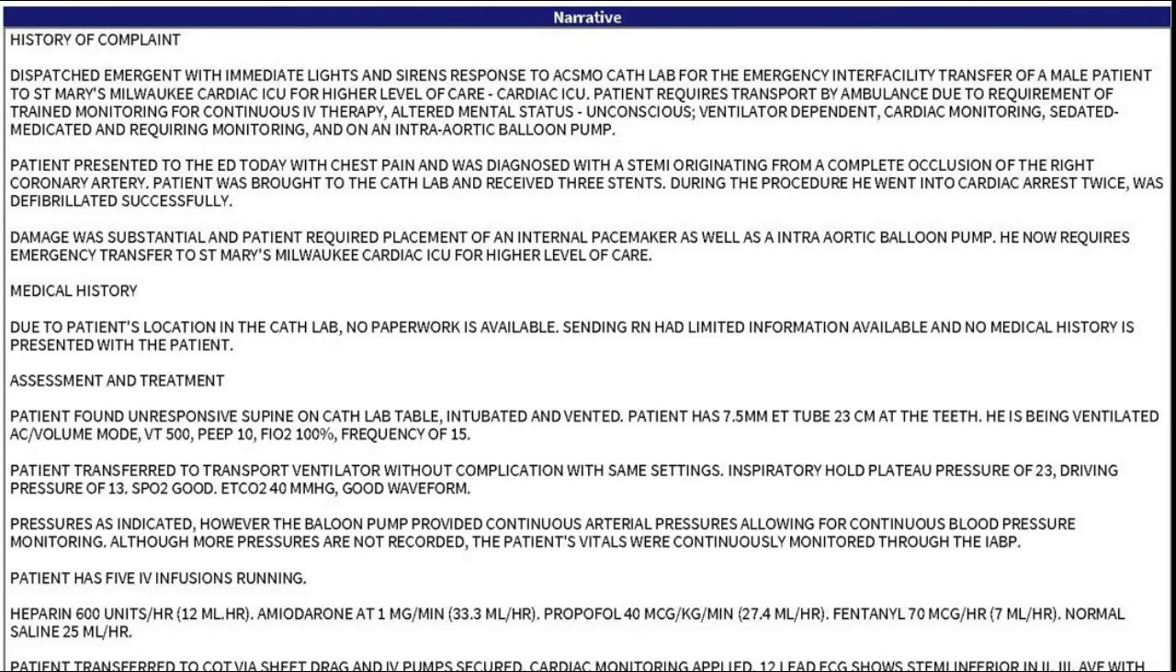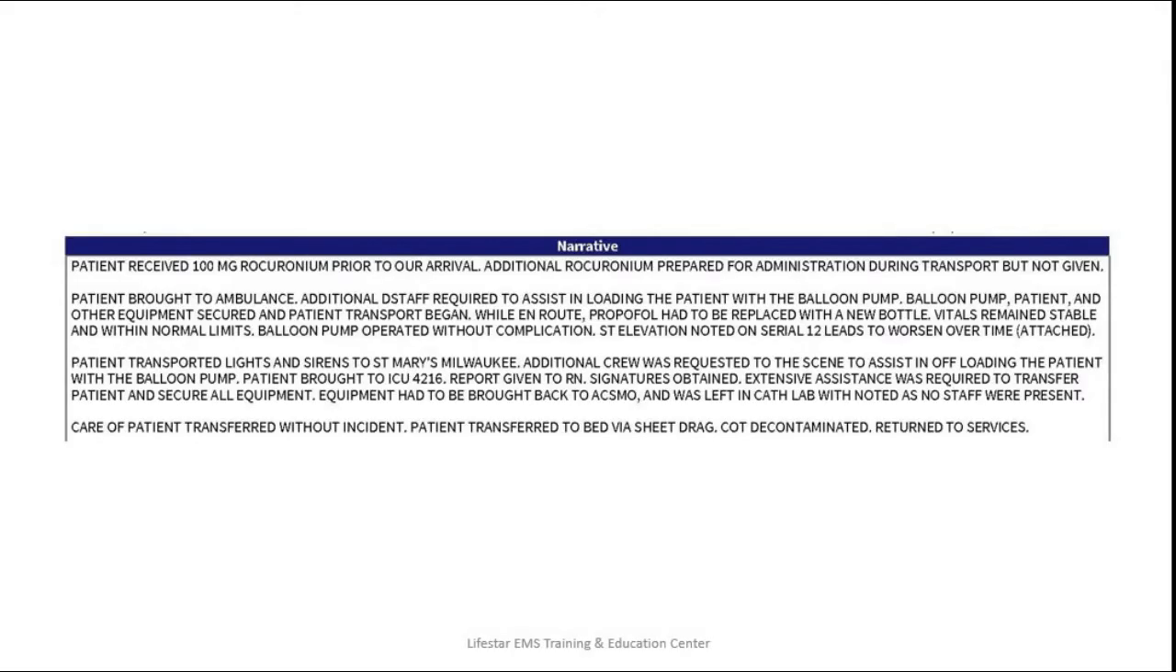We loaded the gentleman up and took him down to the ambulance, where it took, I think it was about 8 or 9 people total to lift him and load him into an ambulance. If you've never transported a balloon pump, it is a gigantic, heavy machine. The cables are not nearly long enough that you can load the patient in and then load the balloon pump. You have to be lifting everything at the same time. So it's a massive effort on the part of a lot of people just to get the guy into the ambulance.